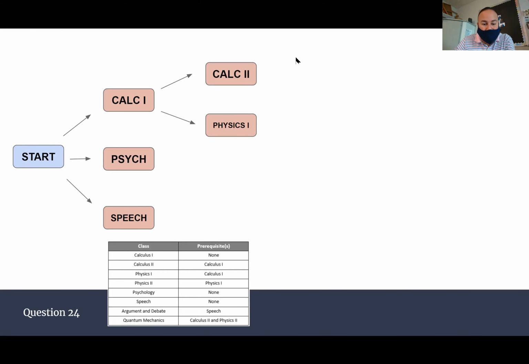Now again, looking down there, Calculus 2 is a prerequisite for quantum mechanics, but I don't want to put that yet because I don't even have Physics 2 out here yet. So let me look at Physics 1, and I see Physics 1 is a prerequisite for Physics 2, right? So I need to have an arrow coming out of Physics 1 and going into Physics 2.